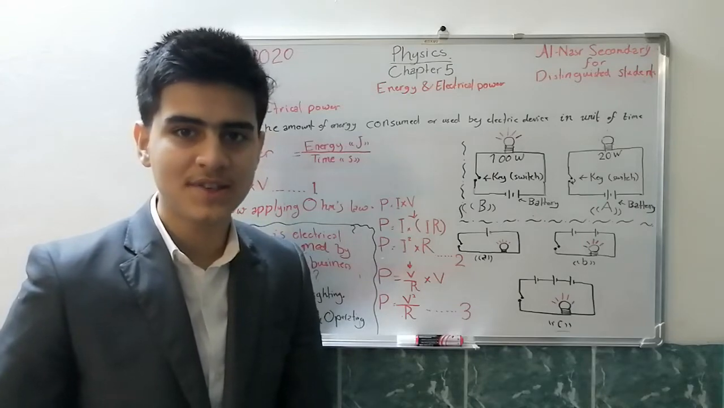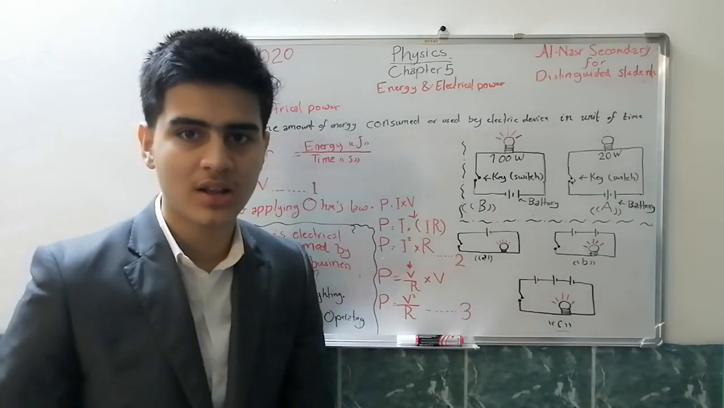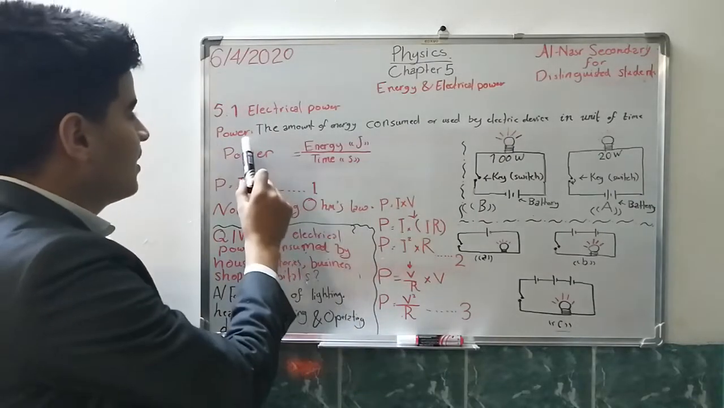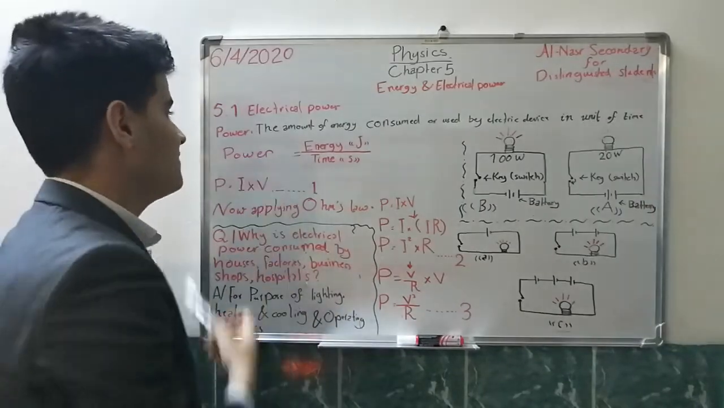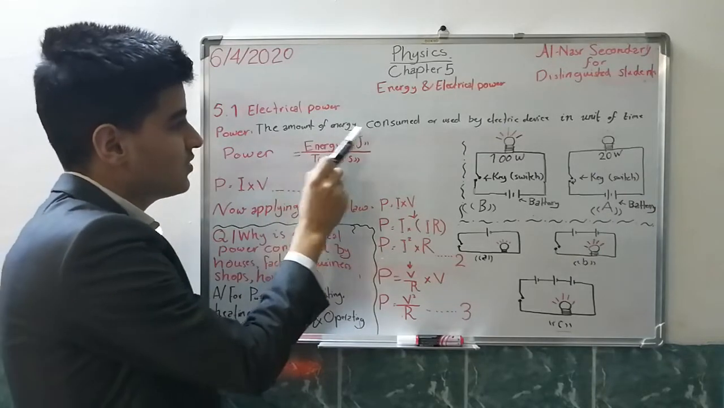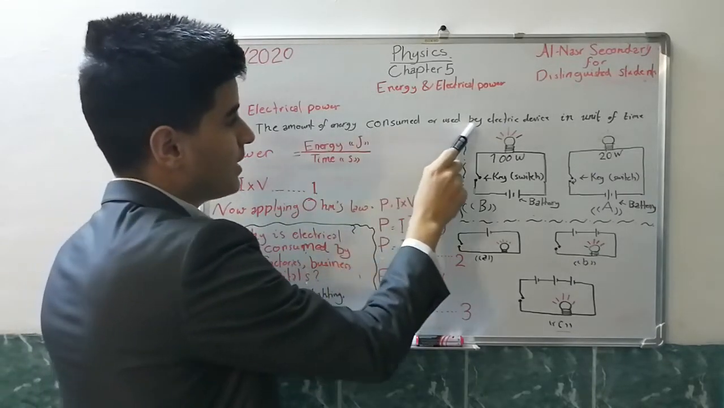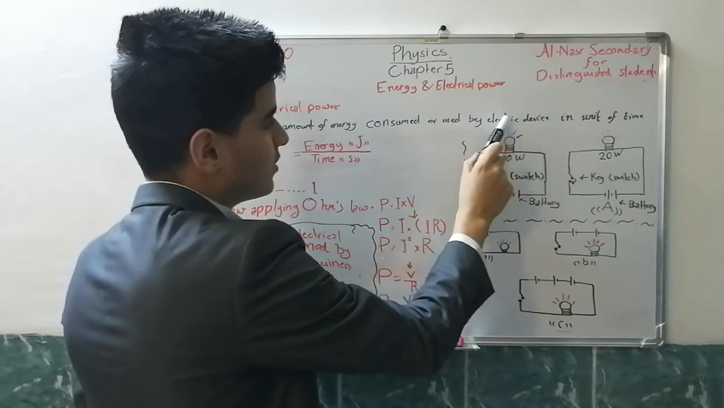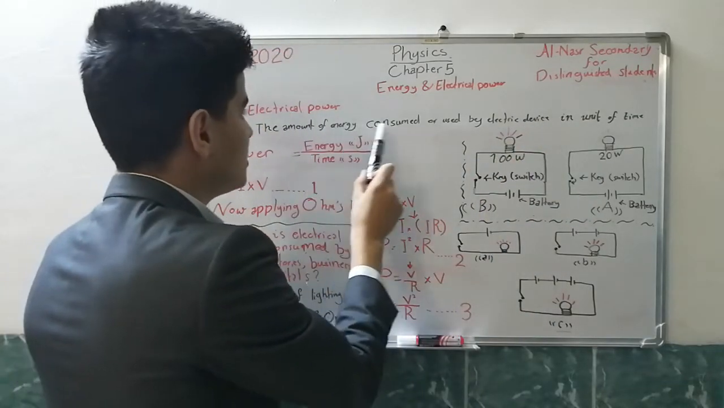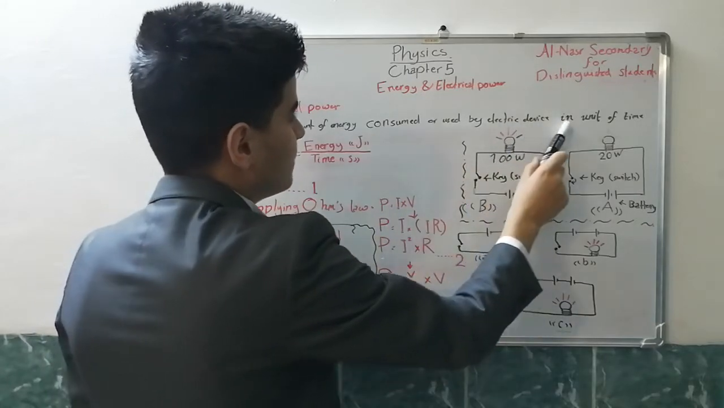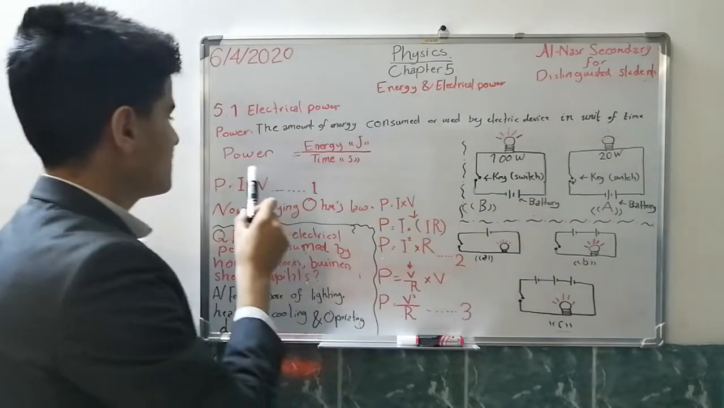Our lesson will be Physics, Chapter 5, Energy and Electrical Power. This is the definition. We have first topic, electrical power. This is the definition of power: the amount of energy consumed or used by an electrical device in a unit of time.